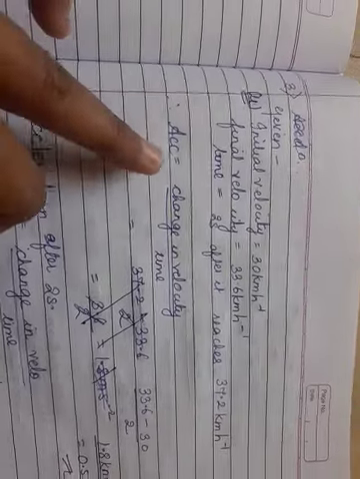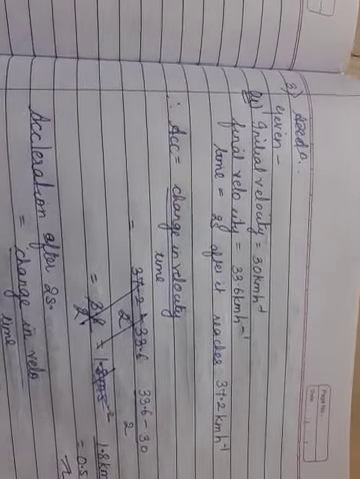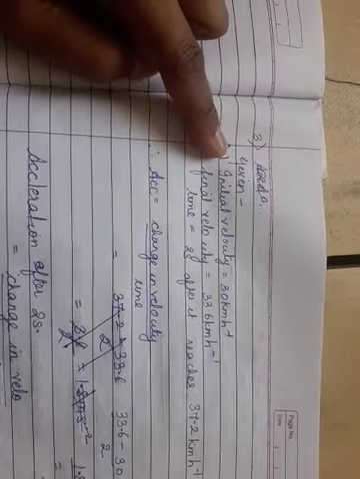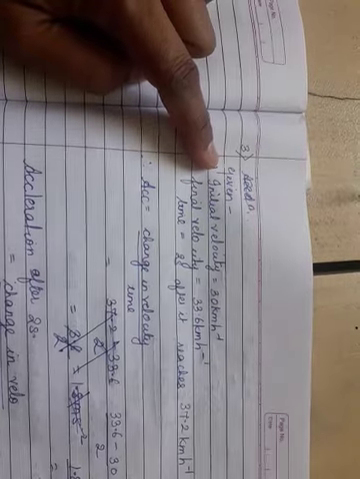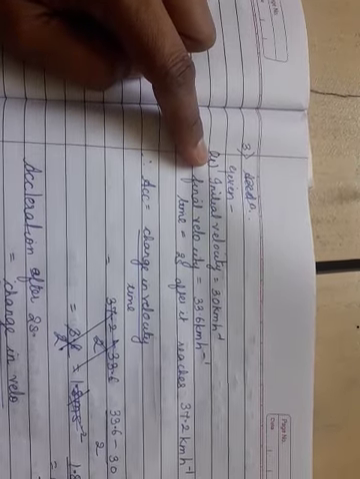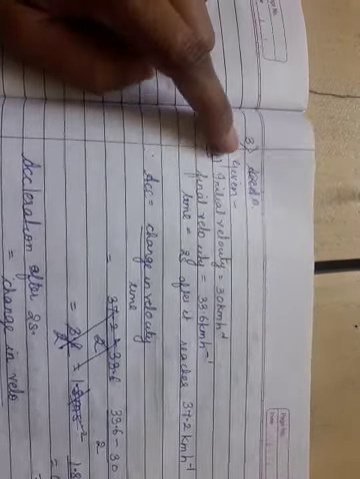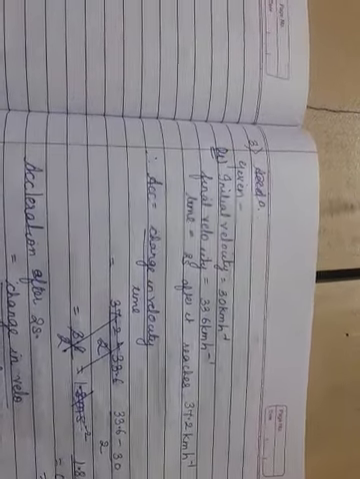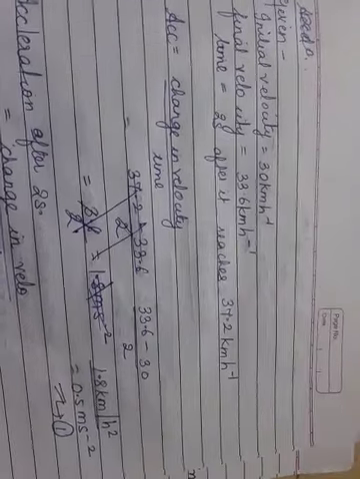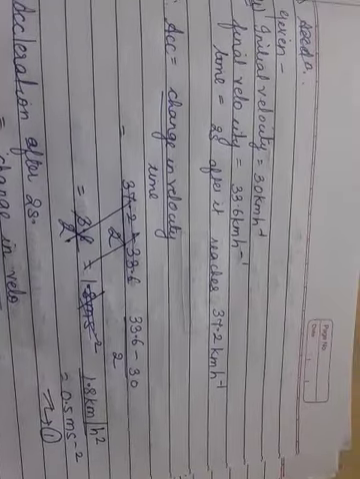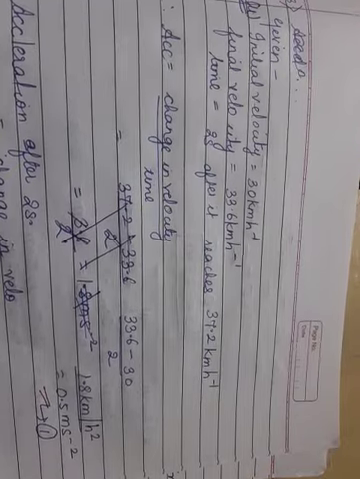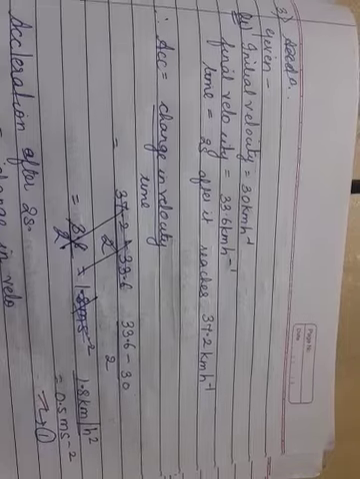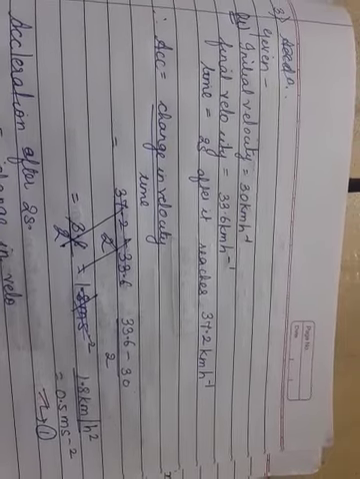First, what is acceleration? Change in velocity upon time. First we are only going to take these two things, because the car was moving first with 30 km per hour, then after 2 seconds it reached 33.6. So 33.6 minus 30, divided by 2 seconds, for the first 2 seconds. The answer you get is 1.8 km per hour. Just convert it into meter per second, and we get 0.5. You can also solve it and check the answer. You know how to do it, right?